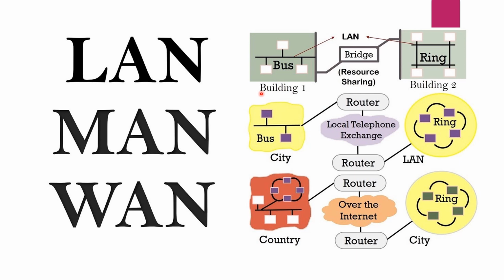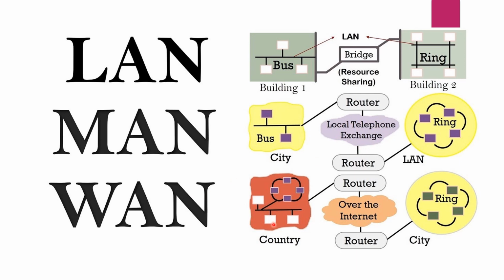LAN is basically a connection of two or more buildings, and it can be connected through bridges and some resource sharing, and in MAN, it can be a connection between cities. And as you can see, this is a bus and this is a ring topology, and these two can be connected through some router, and the router will be connected through the local telephone exchange.